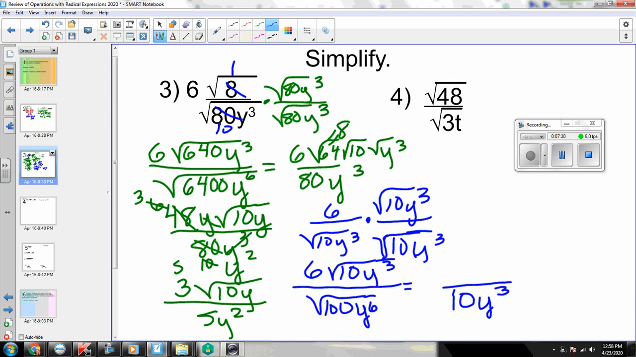I also have a y to the third under the radical here, so I could simplify that by thinking of y to the second. The square root of y to the second is just y, so I'd have 6y, and then I would have a y left over, so under the radical I'd have 10y. Do you think I could simplify further?